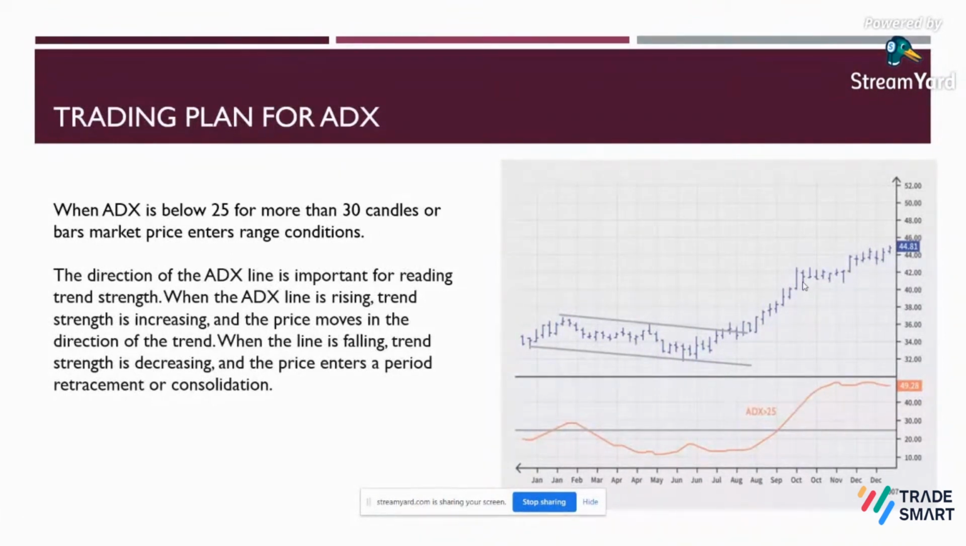So the direction of the ADX line is important for reading the overall trend strength. When the ADX line is rising, as you can see from the picture here, trend strength is increasing. As soon as the ADX line is increasing, trend strength is also increasing, and the price moves in the direction of the trend. When the line is falling, trend strength is decreasing, and the price enters a period of either retracement or consolidation.